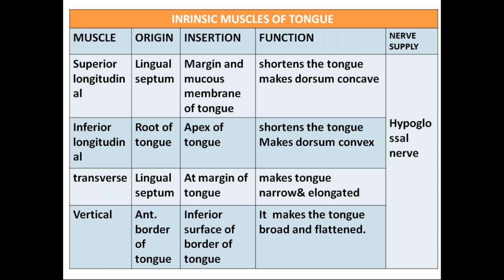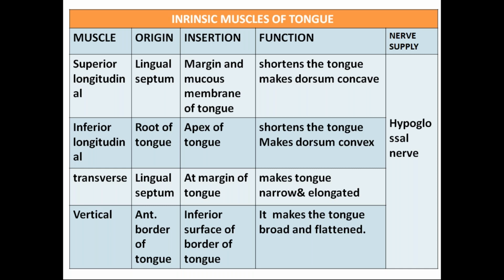The intrinsic muscles attached to the tongue are superior longitudinal, inferior longitudinal, transverse, and vertical. So the origin: superior longitudinal origin is from the lingual septum, and insertion is to the marginal mucous membrane of the tongue. Function is to shorten the tongue and make the dorsum concave. Inferior longitudinal, that is root of the tongue, with apex of the tongue as the insertion. It also shortens the tongue and makes the dorsum convex.